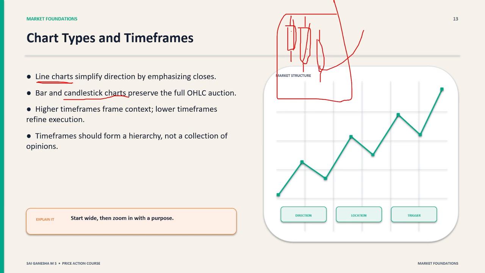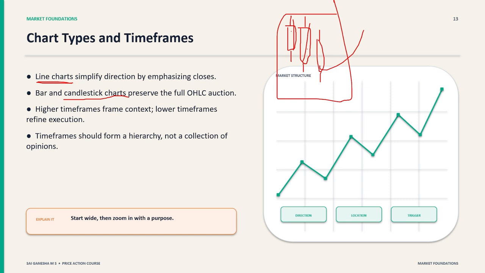Let's take a simple example. Suppose the daily chart of Nifty is showing a clear uptrend. I don't immediately buy just because the daily trend is up. I can move to the 15-minute chart and wait for the price to pull back into an important area, a discount area or a support area. Then I look for an entry signal. So the higher time frame gives me the better picture and the lower time frame helps me plan the actual trade.